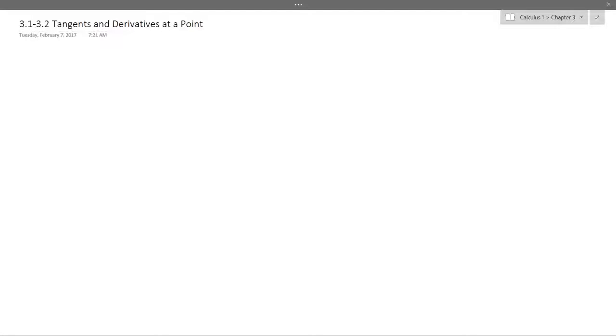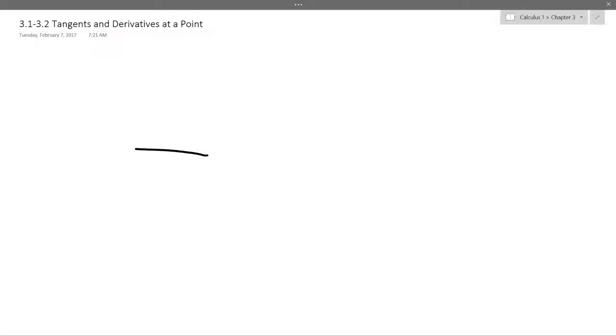We're finished with chapter two, we're into chapter three. And the first thing is derivatives. A derivative will give you the slope of a tangent line at a point. So we haven't explicitly looked at derivatives, but we've looked at all the components of derivatives so far.